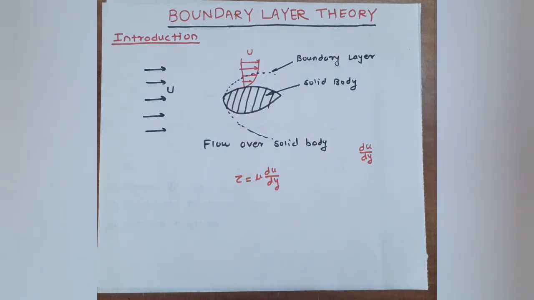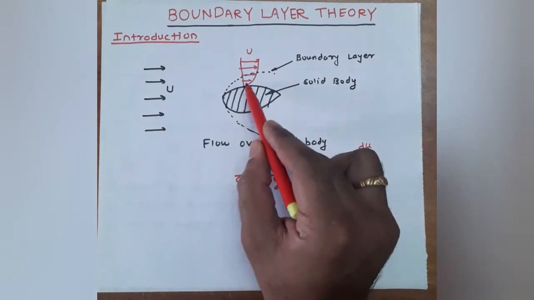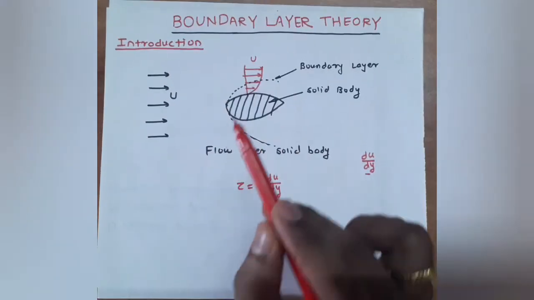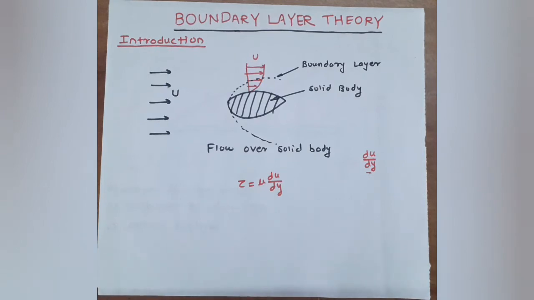This condition means that the velocity of the fluid close to the boundary will be the same as that of the boundary. If the boundary is stationary, the velocity of fluid at the boundary will be zero. Further away from the boundary, the velocity will be higher, and as a result of this variation of velocity, a velocity gradient, that is du by dy, exists. The velocity of the fluid increases from zero velocity on the stationary boundary to the free stream velocity, that is U, of the fluid in the direction normal to the boundary.